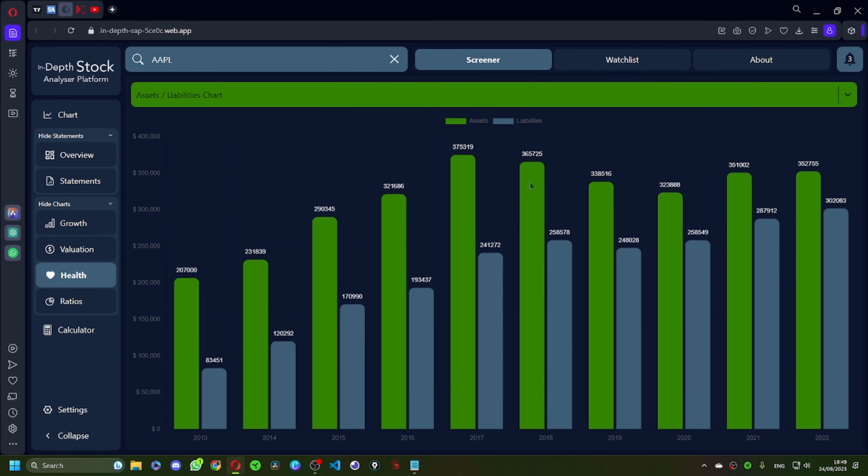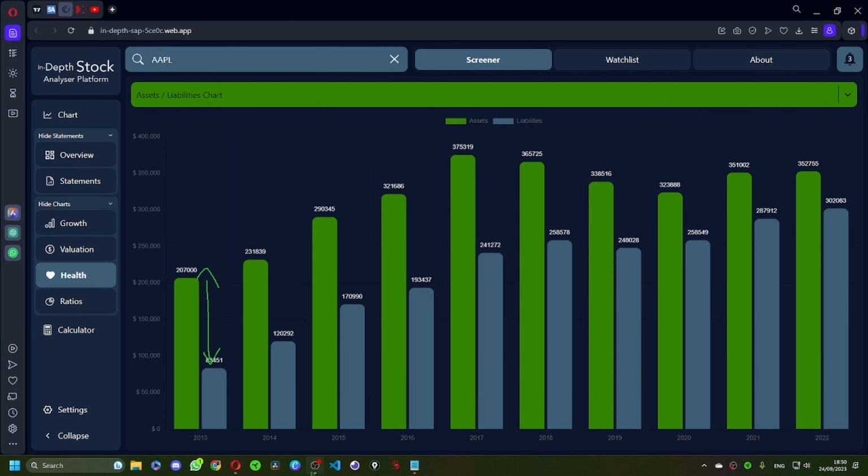Now, the assets and liabilities chart is also very important because it shows you the development of the assets and liabilities. This is important because the gap between the assets and liabilities is called book value, and it's basically what the company is worth. So if the company has more assets minus liabilities, so basically the equity, this is the equity or book value, then what it costs, right?